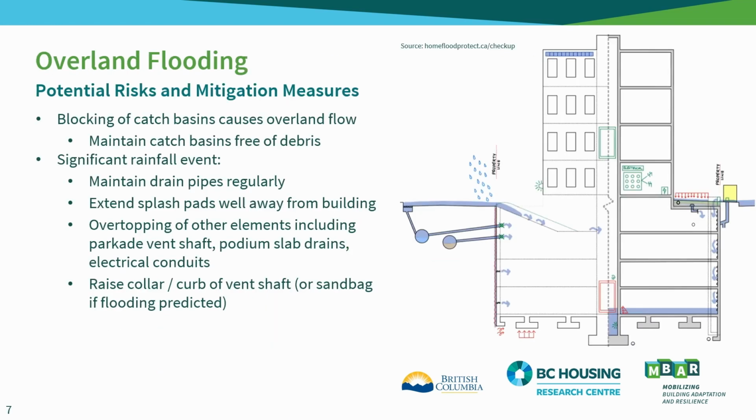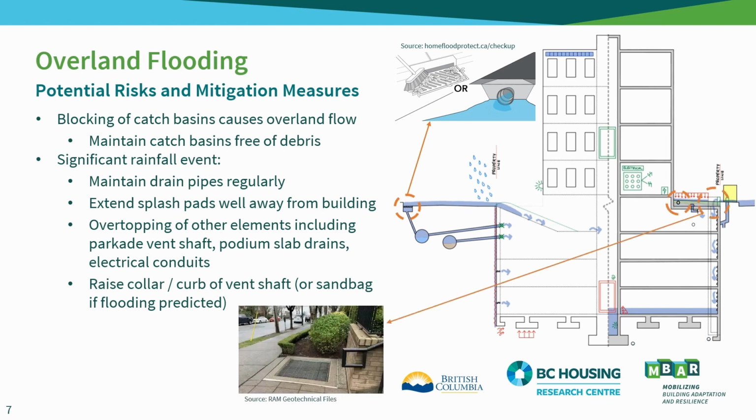There are a number of risk factors and mitigation measures for overland flooding that we will discuss in the next two slides. One potential source is when proximate catch basins become blocked. This can be mitigated by maintenance, such as removing debris. Before and after significant rainfall events, drain pipes, gutters, trench drains, lawn basins, and other stormwater collection and conveyance features should be maintained. And if splash pads are used, they should be located as far from the building as possible and set to direct water flow away from the building.